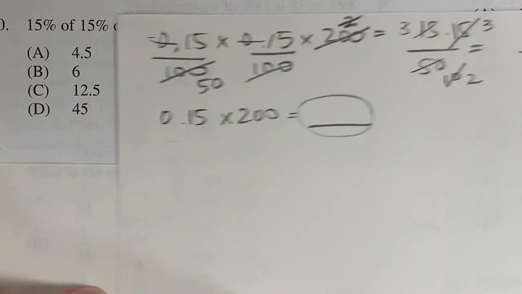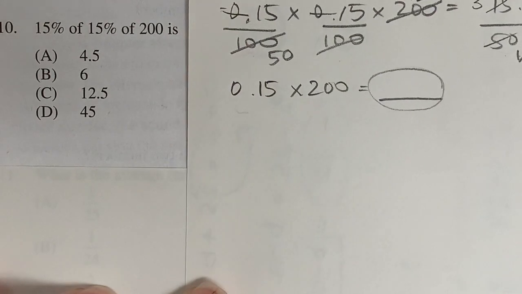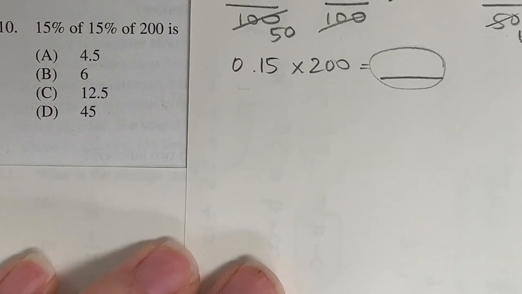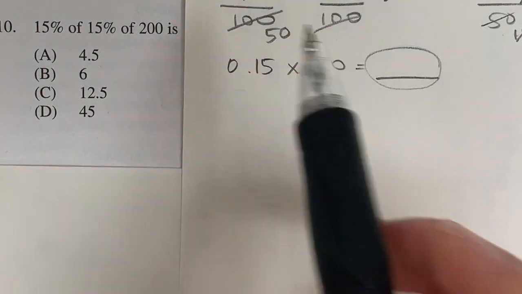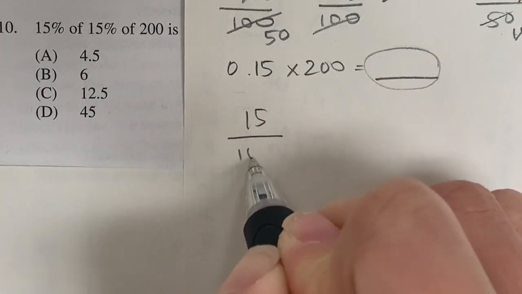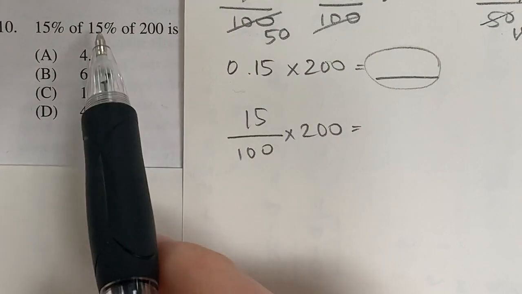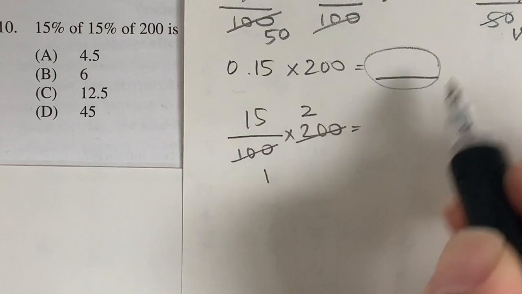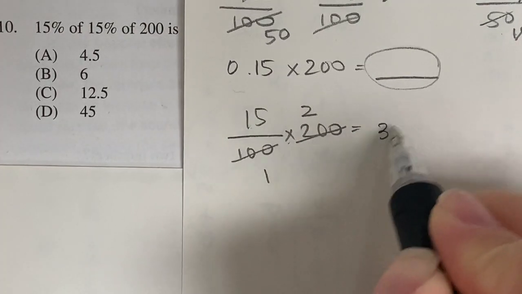Now I'm going to do the second way, okay? Even though I know that the answer is A, I'm going to do the second way to see which one you prefer. So you can choose whichever is easier for you. So here it is in parts. I'm going to first do 0.15. So I'm going to do 15 over 100 times 200. So it's the first part of the question, the 15% of 200. Same thing, I'm going to simplify by 100. So 15 times 2 will be 30.